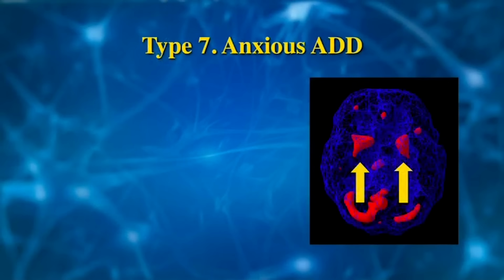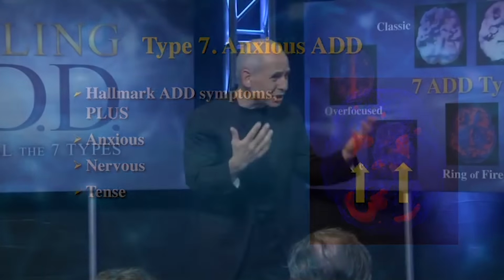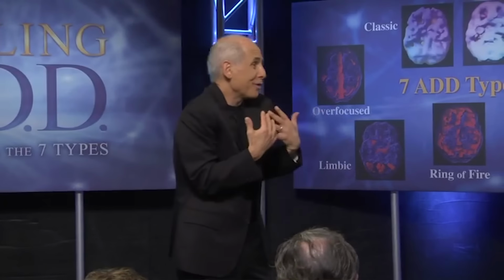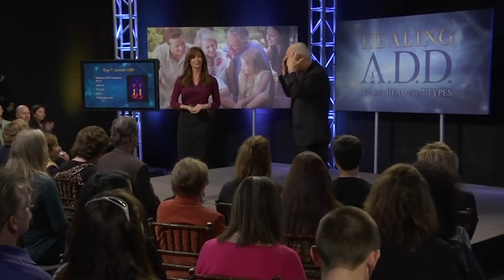The last type is anxious ADD. These people have most of the hallmark symptoms of ADD, plus they tend to get anxious, nervous, tense, and predict the worst. They generally don't like to speak in public, freeze on time tests, and often have lots of physical symptoms such as headaches or stomach aches. Generally, there is too much activity deep in the brain in the areas often involved with anxiety.